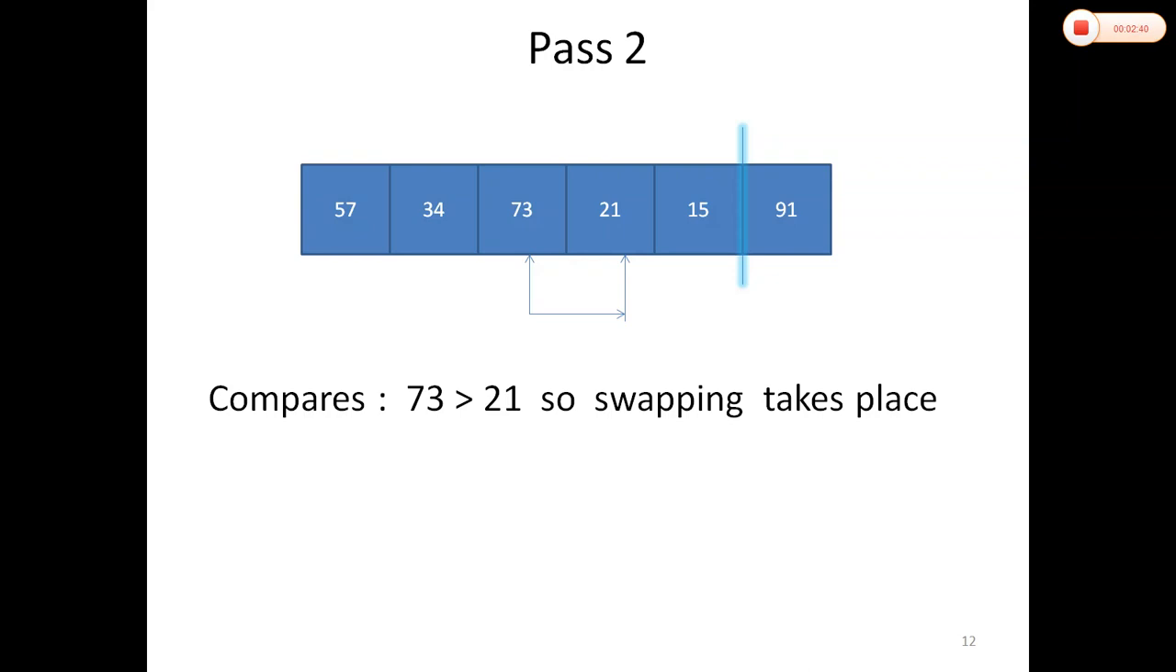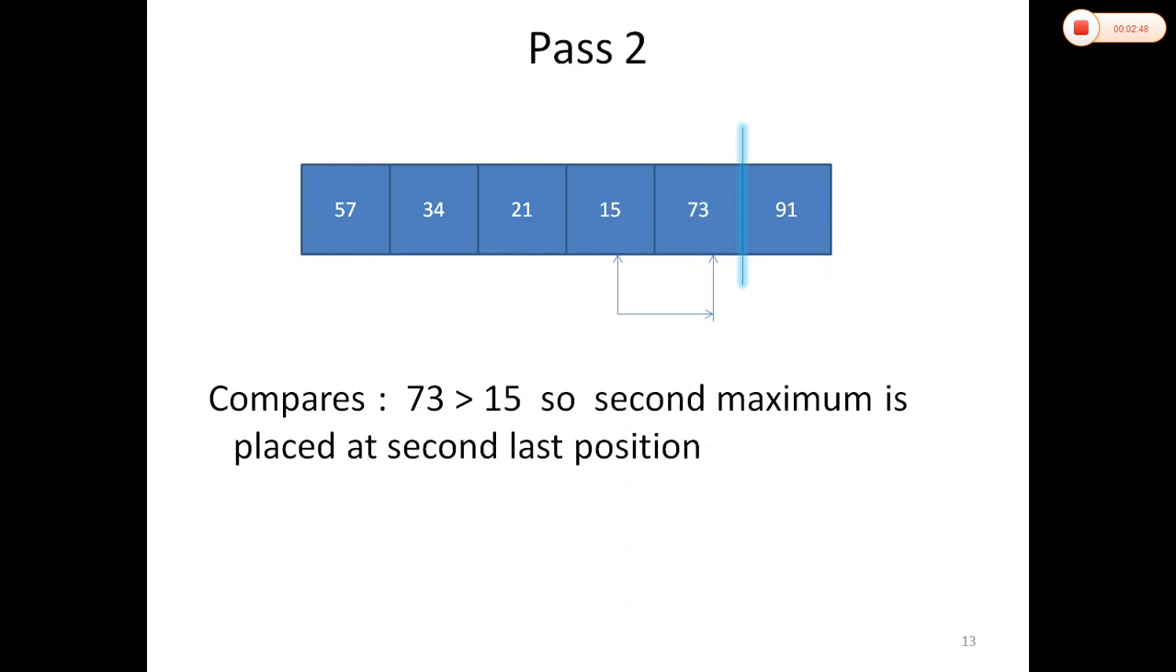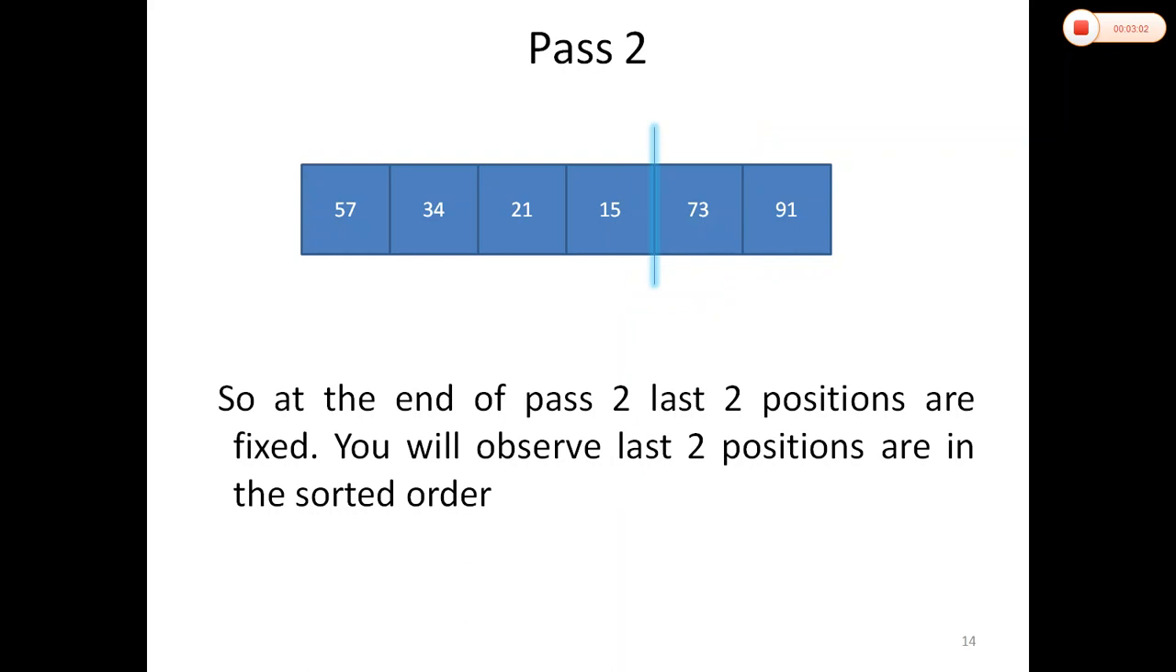Now it compares 73 and 21. 73 is bigger than 21, so again the swapping takes place. Now it compares 73 and 15. 73 is bigger than 15, so the second maximum is placed at the second last position. So at the end of pass 2, the last two positions are fixed. You will observe the last two positions are in sorted order, 73 and 91.